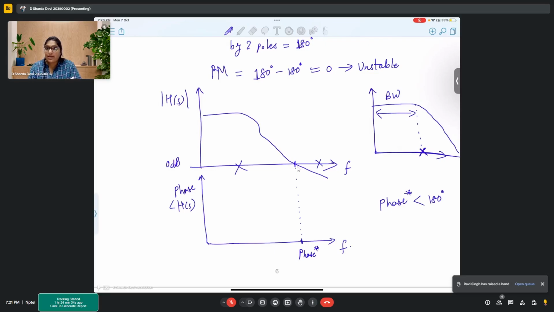But we know that in a single pole system, no matter which frequency you take, up to infinite frequency, your system is stable, because you will always find a phase margin of maximum 90 degrees. So it is always stable, but that is not the case for second order. And the more you increase the order, definitely your stability reduces.